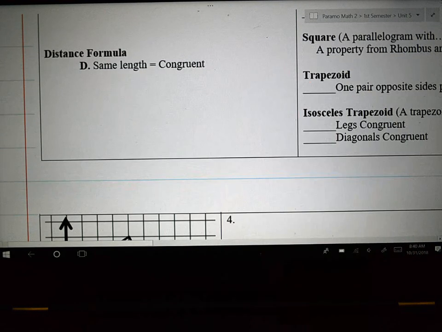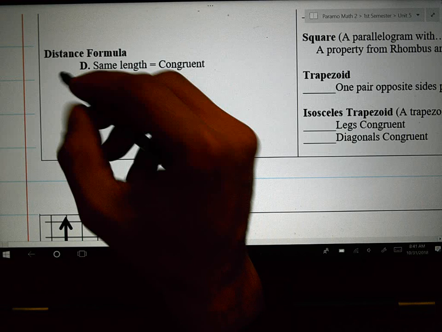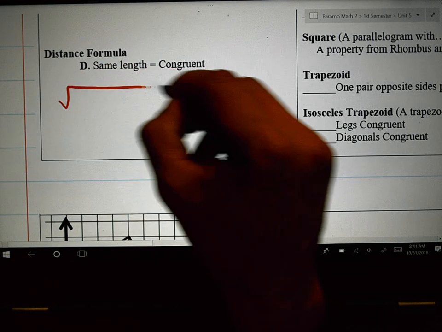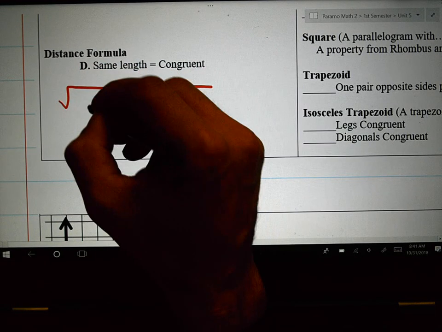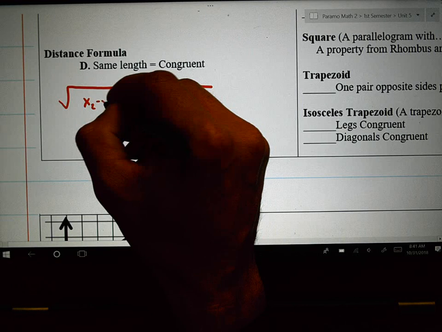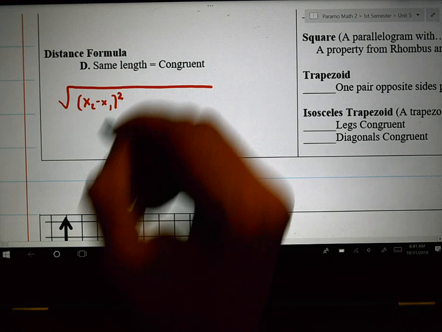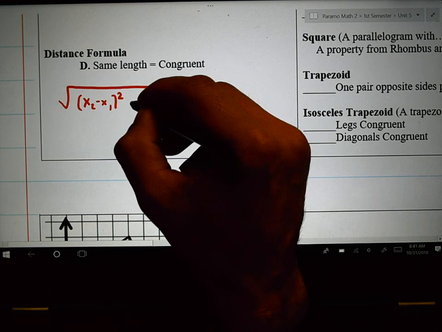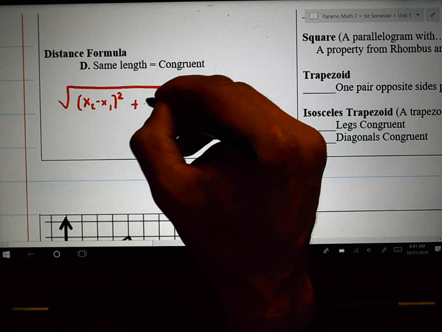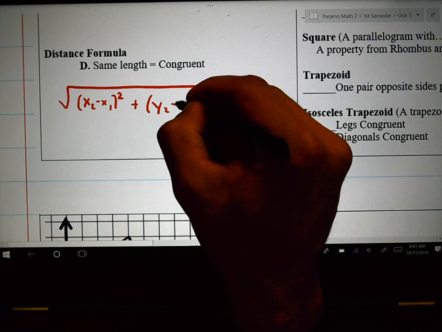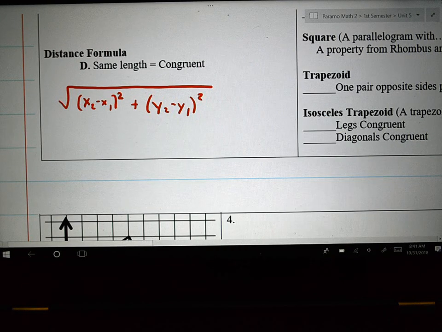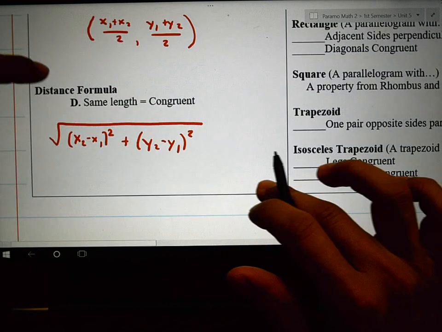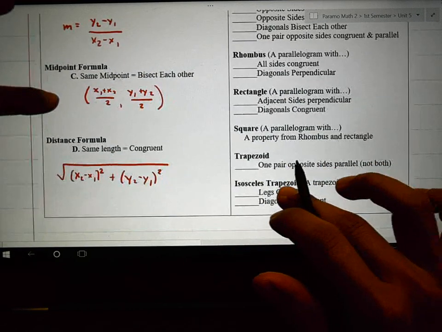The distance formula is the Pythagorean theorem. It's the square root of the difference of your x's squared, in parentheses, plus the difference of your y's squared. It's like the Pythagorean theorem. So just in case we need them, I tried to put down what the three formulas are for you.